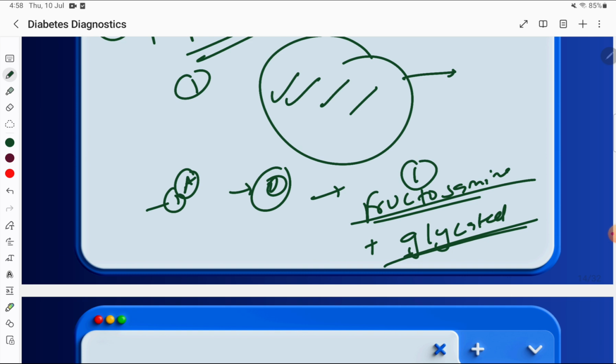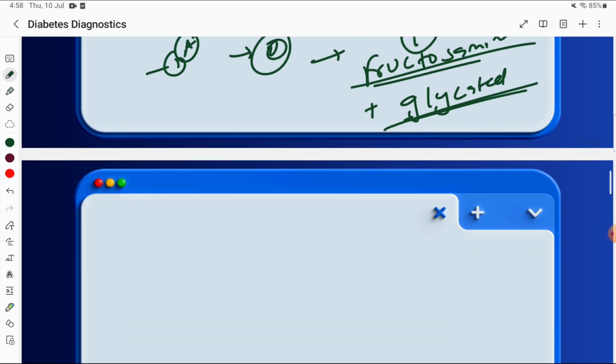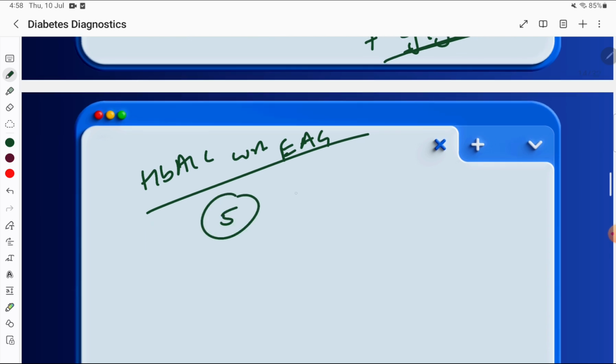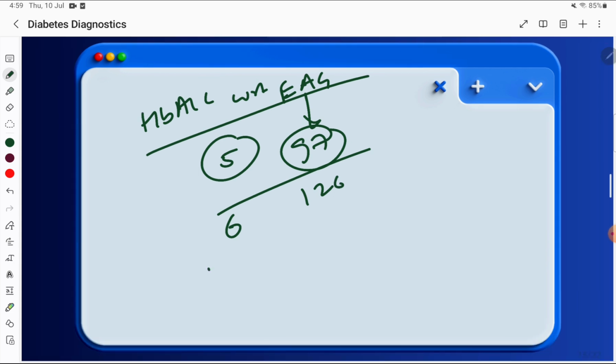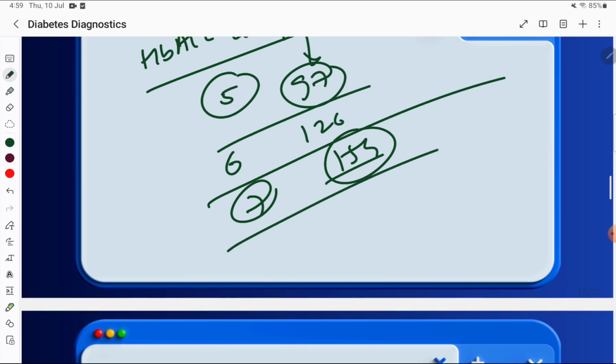Okay, my friends, and lastly, you also need to remember a few pointers for HbA1c in respect to the HbA1c percentage with estimated average glucose. So whenever the HbA1c is 5, the estimated average glucose is considered 97. Whenever it is 6, it is considered 126. Whenever it is in the range of 7, the average glucose is 154.